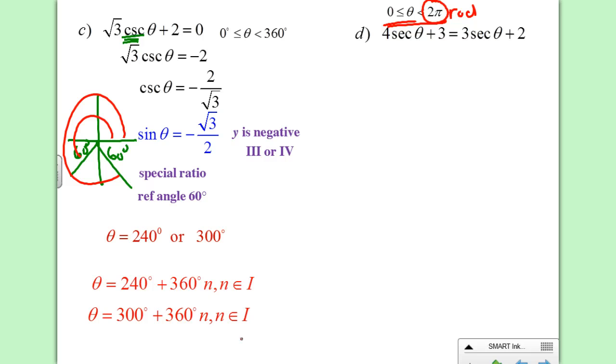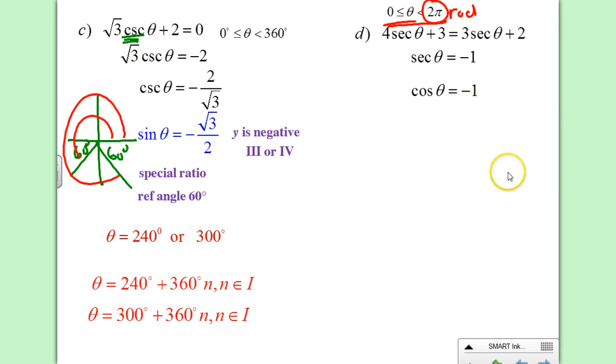If they put 2 pi, they want the answer as an exact value if you can. So you have to have multiples of pi in your answer if you can. So if we solve this, we take the secants to one side, we take the 3 over there, we get secant is 1. We take the reciprocal, that means that cosine is equal to minus 1. Oh. That happens in quadrants where cosine is negative, right?